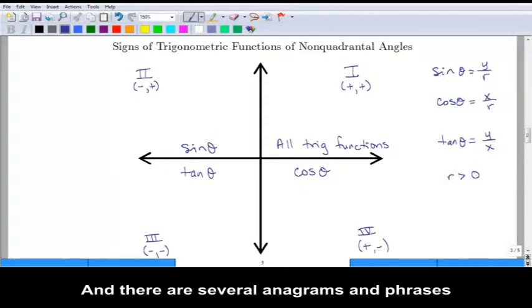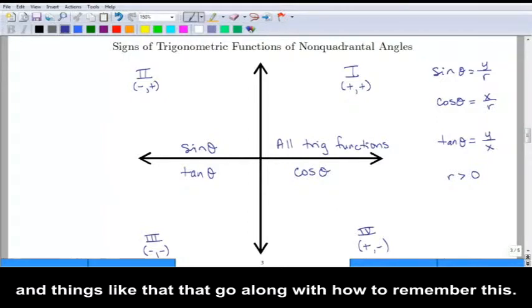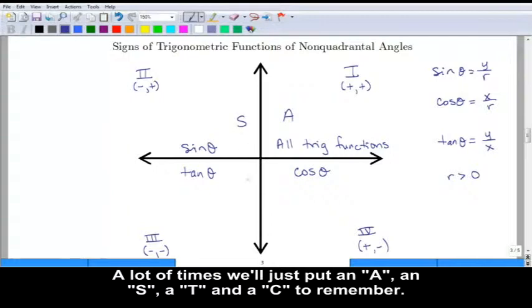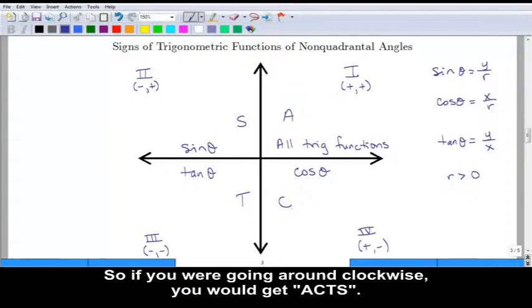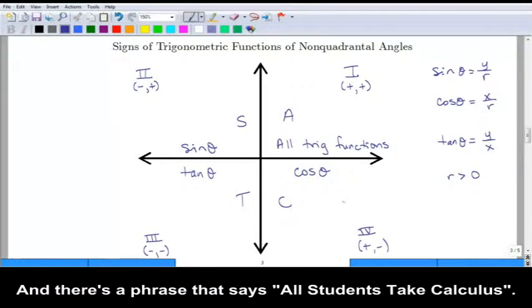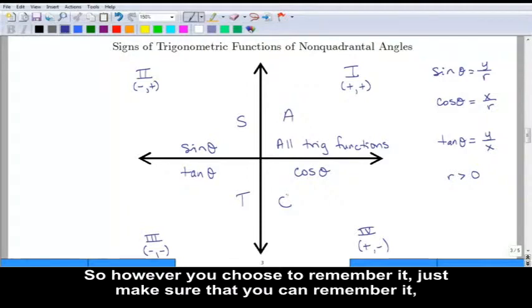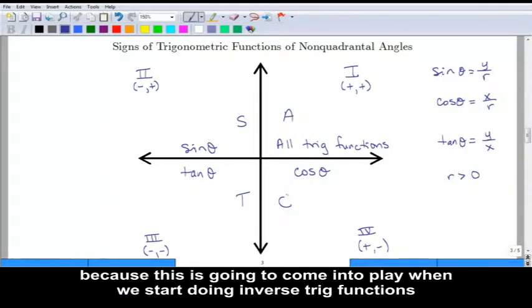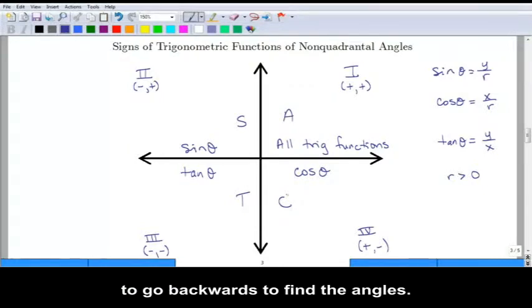And there are several acronyms and phrases that go along with how to remember this. A lot of times we'll just put an A, an S, a T, and a C to remember. So if you were going around clockwise, you would get ACT. A lot of people like to stay in the order the quadrants go, 1, 2, 3, 4, and there's a phrase that says All Students Take Calculus. So however you choose to remember it, just make sure that you can remember it because this is going to come into play when we start doing inverse trig functions to go backwards to find the angles.